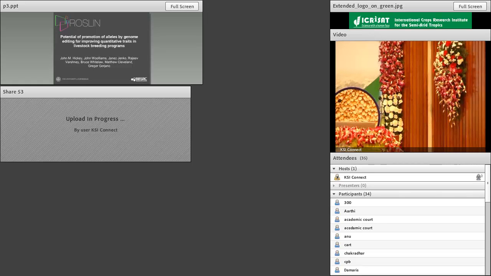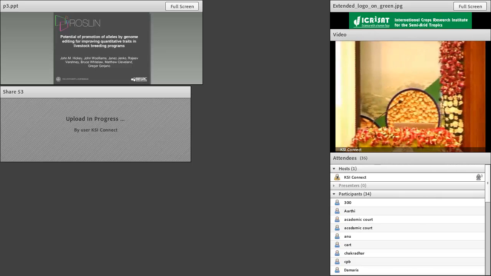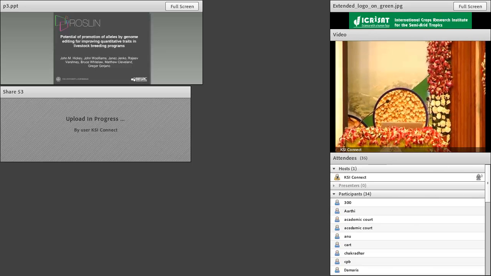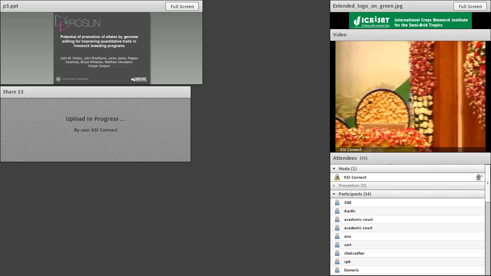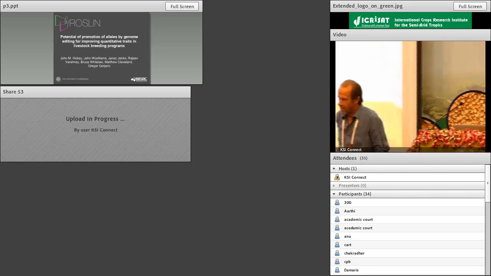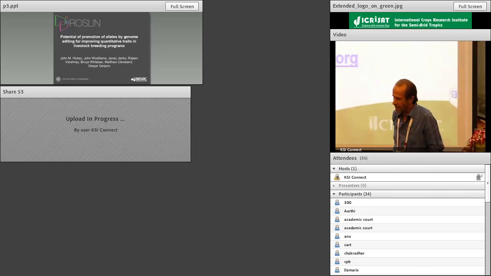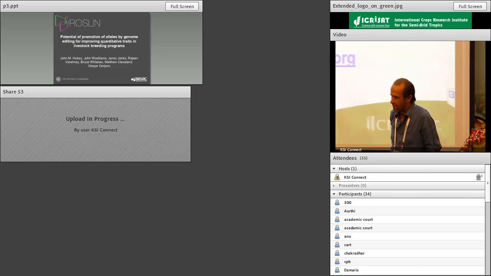Hello, sir. I'm Sanjeev. I just wanted to clarify my doubt. Your model is explaining marker by environment interactions, but can it also accommodate the interaction among the markers in this model, or is there any other model which can calculate the interaction among the markers?